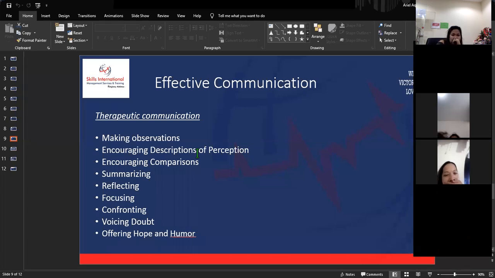So it could be voicing doubt. It can be a gentler way to call attention to the incorrect or delusional ideas or perception of the patient. So we should always keep them in reality. And we should always examine their assumptions. And offering hope and humor. So especially matagal yung makakasama yung patient, you should be friendly with them. Of course, we will keep the level of professionalism. But hindi naman masama minsan na mag-add ng humor, di ba?